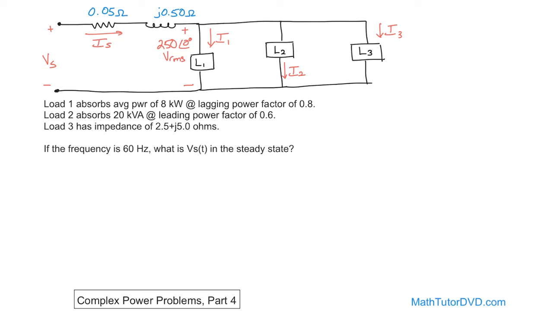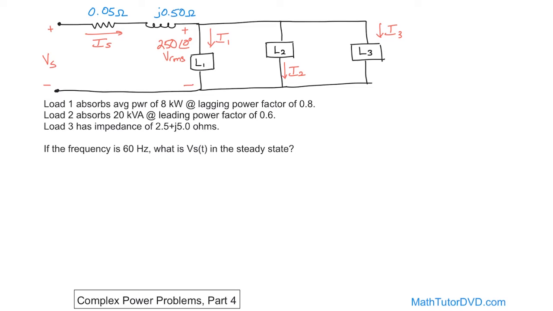So we have to think logically about this, okay? Even if you don't see the final destination of where you're going. They give you some information about load 3, they give you some information about load 2, they give you some information about load 1. So from all of this, we should be able to reconstruct enough information in order to figure out what this phasor voltage is here on the front end. And then from that, of course, we can write the steady state value down.